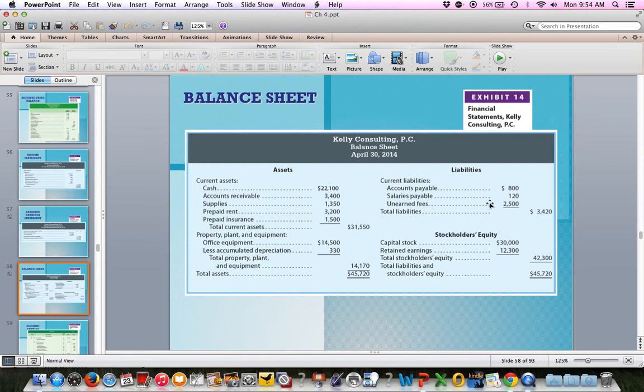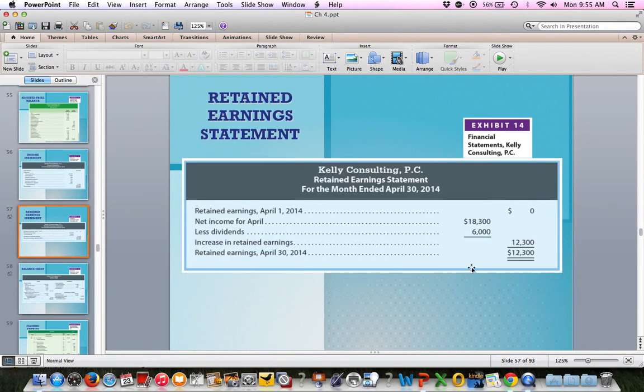Okay, and then the rest of the accounts came from the adjusted trial balance, except for retained earnings at 12.3, which came from my ending number of my retained earnings statement right here, the 12.3.